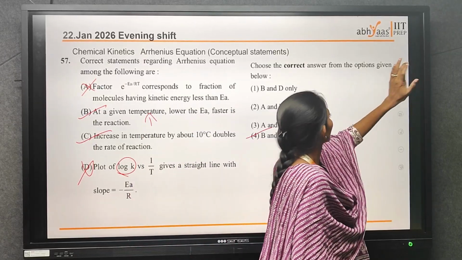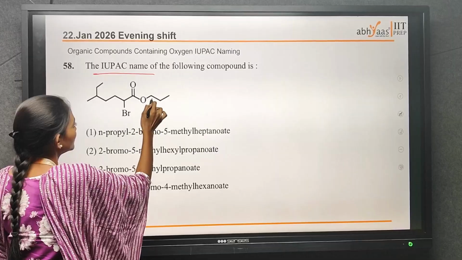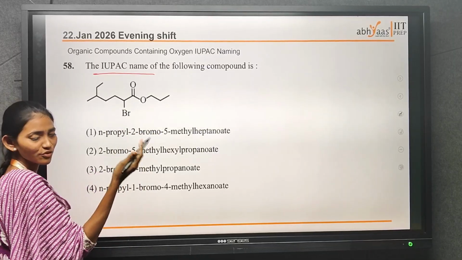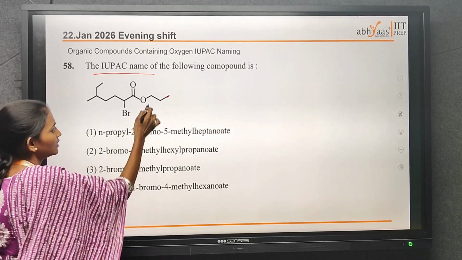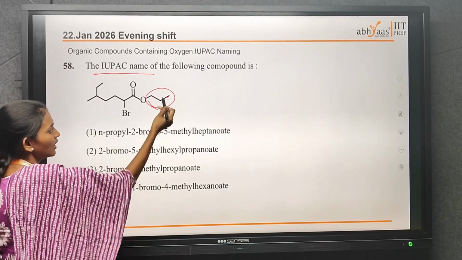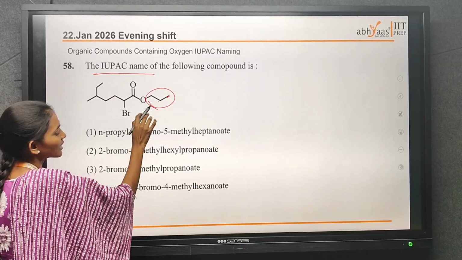Okay. And moving on to the next question, a very easy one, which is from IUPAC. See here, we have compounds. First you name it. How many carbons do you have here? 1, 2, 3, 4. So propyl. So you have propyl, right? So you name it as N-propyl.